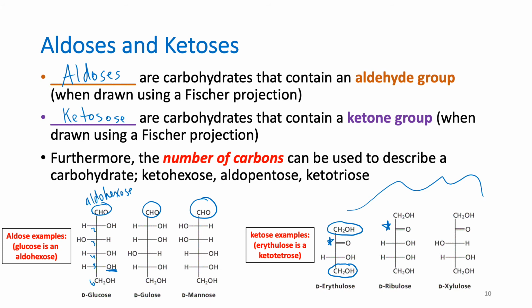Okay, and so let's look at this D-ribulose right here. I would call this a 1, 2, 3, 4, 5, so a ketopentose. Now, is this L or D is the question. You already see by the name that it's D, but right here, the last chiral carbon, the OH is on the right. So this is a D-ketopentose.